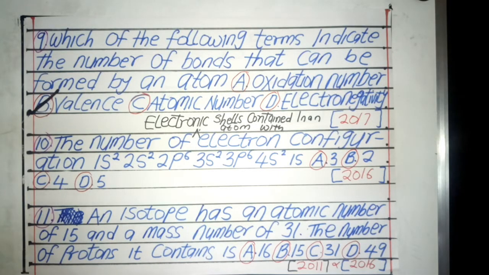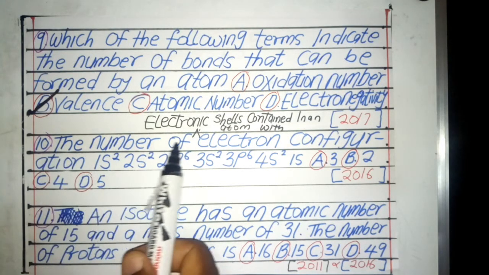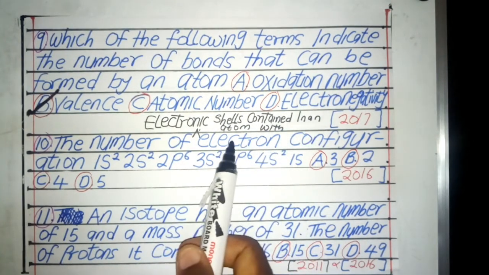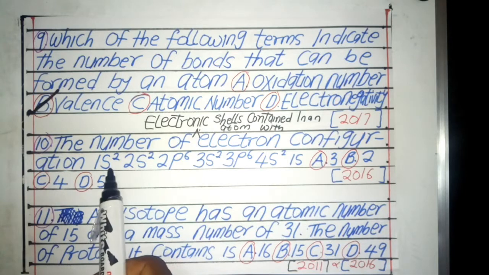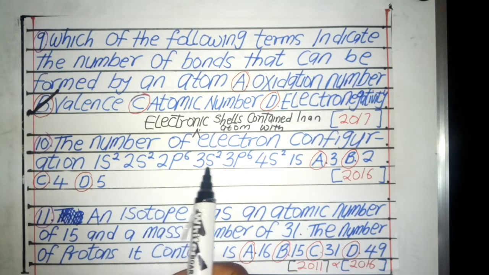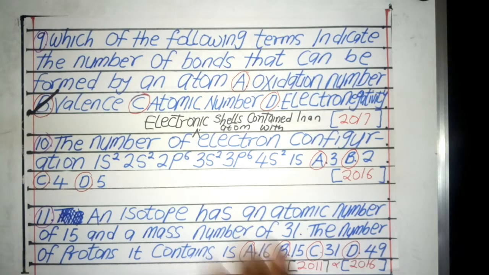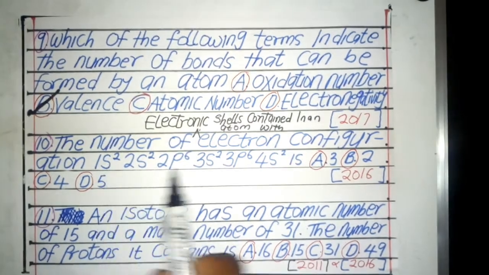Then the next question. The number of electronic shells contained in an atom with electron configuration 1s2, 2s2, 2p6, 3s2, 3p6, 4s2 is. So we are looking at the number of shells in this atom that has this electron configuration.